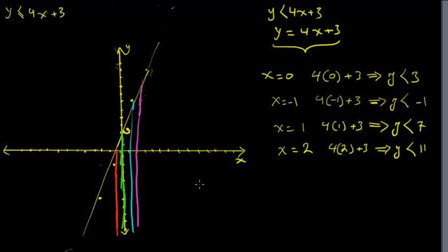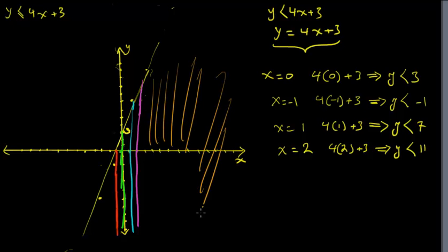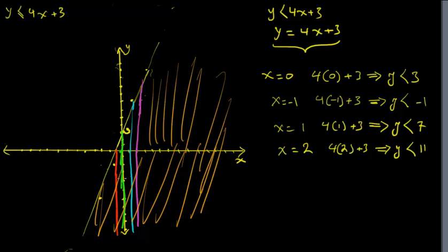Now that we graph this inequality, we essentially can say that all the area below this line that I'm shading in orange is going to satisfy this inequality. That includes the line because y is less than or equal to 4x plus 3. So the line itself satisfies this inequality and all the area below that. This is our inequality that we have graphed.